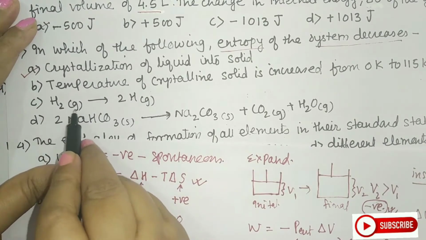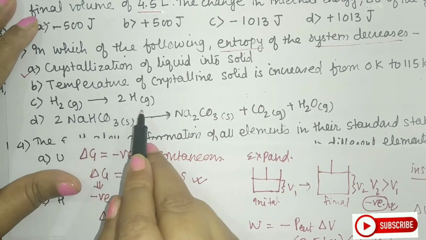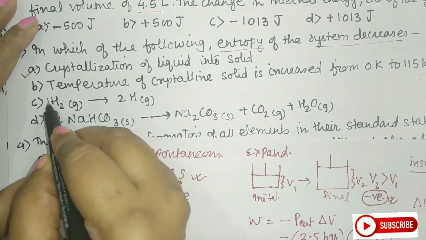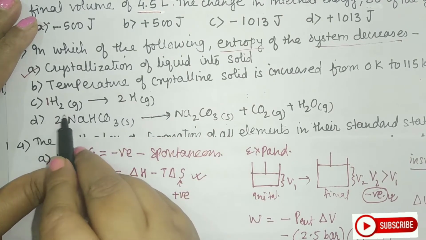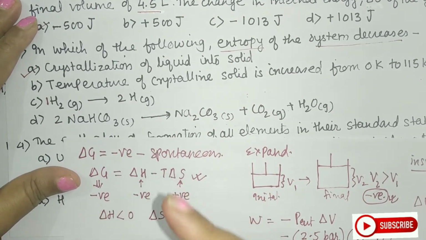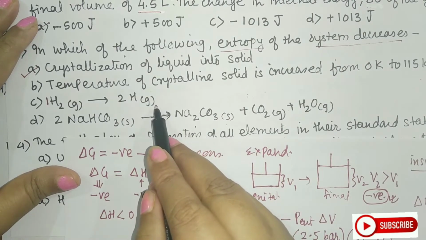Next is hydrogen gas getting converted to hydrogen gas here. But what you have to see in this type of reaction, if you see here, is that 1 mole is now becoming 2 moles of gases. When the number of moles of gases is increasing, the randomness will also increase. So here also entropy will increase.